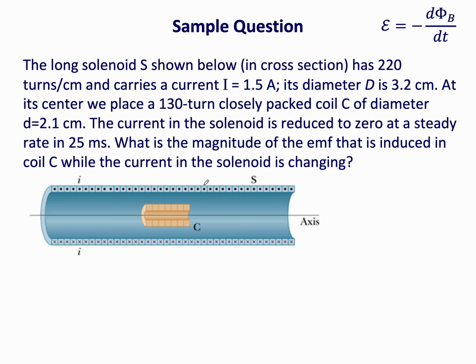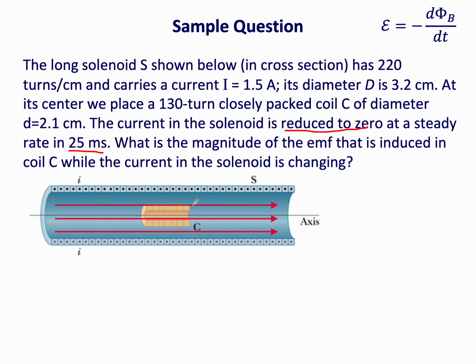The current in the blue solenoid is reduced to zero at a steady rate in 25 milliseconds. What's the magnitude of the EMF that's induced in the coil while the current in the solenoid is changing? All right, just be able to solve this one.